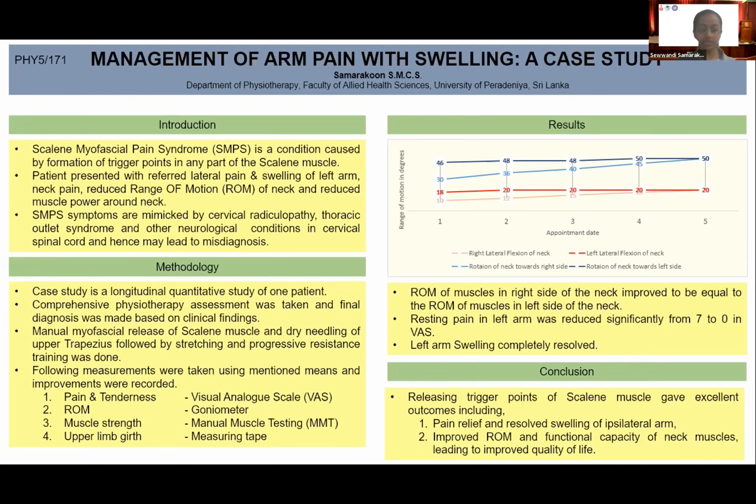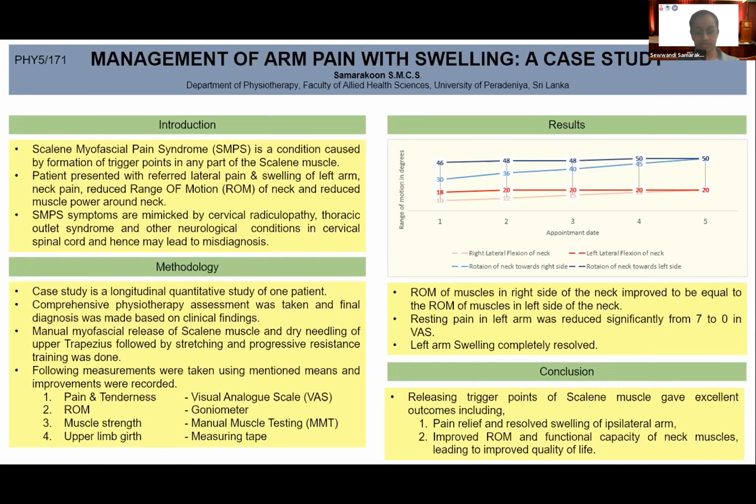I took the mentioned measurements and recorded them for each of 5 appointments. Manual myofascial release and stretching of the scalene muscle was done. As the myofascial release of the scalene was completed, the pain and numbness reduced, and I moved to dry needling, stretching, and progressive resistance training.